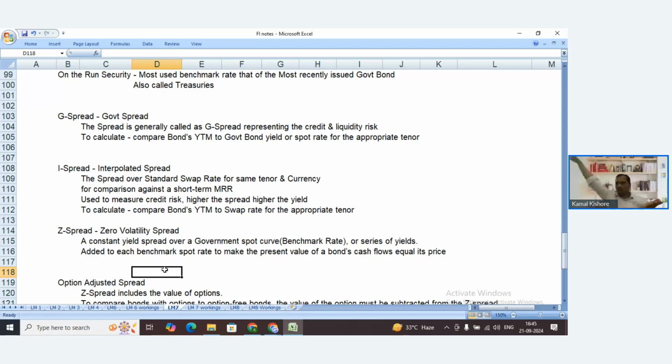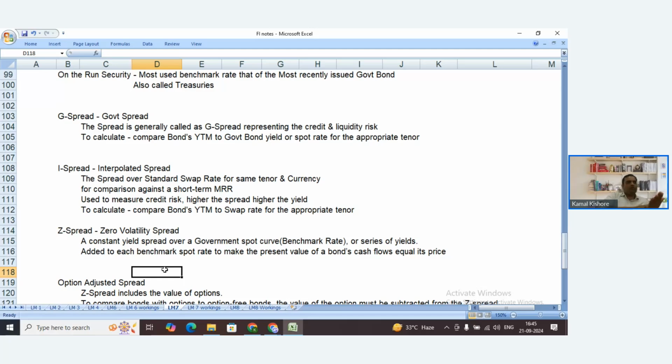Okay, so if one corporate bond yield is there, then government yield is also there, right? So there is a gap between these two. Which gap is expected constant? A constant gap, the constant spread, is called zero spread, zero volatility spread. The spread will not be constant in reality, right? The spread will not be constant.